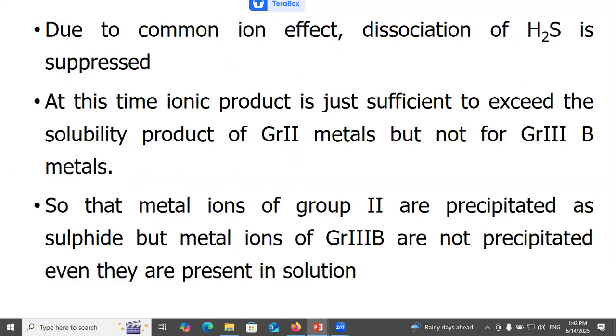At this time, the ionic product is just sufficient to exceed the solubility product of group second metals, but not group third B metals, so that metal ions of group second are precipitated as sulfides, but metal ions of group third B are not precipitated even though they are present in the solution.